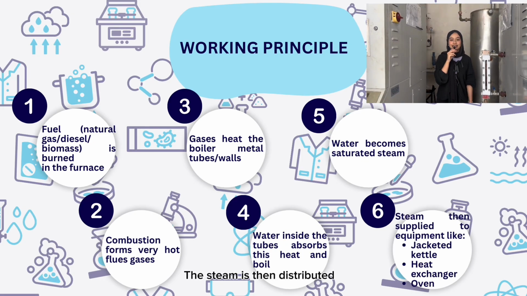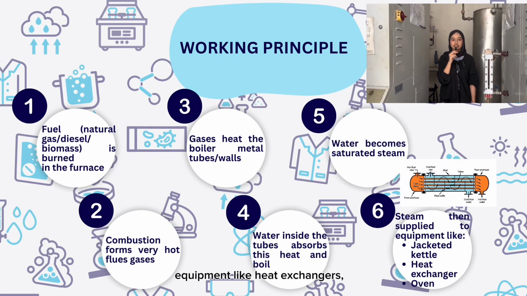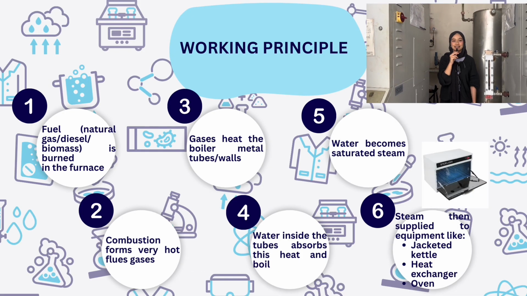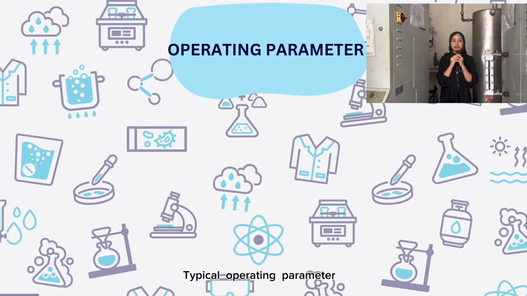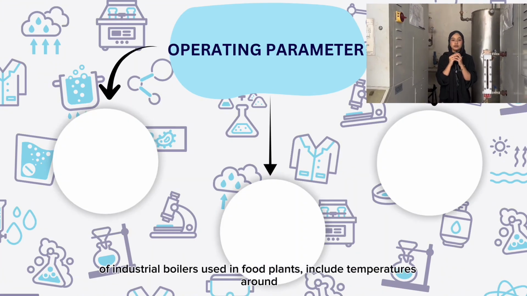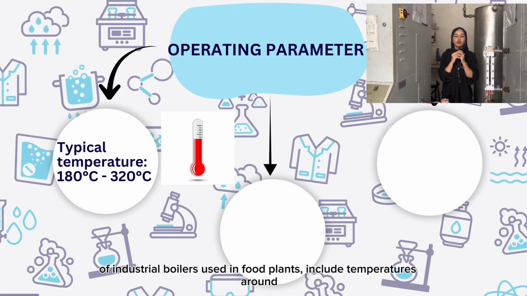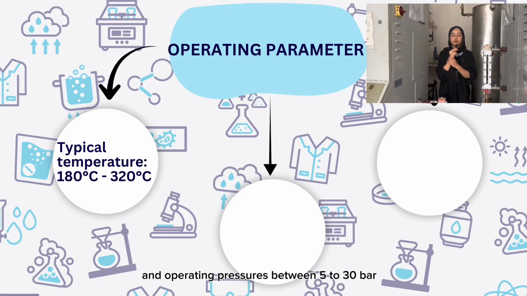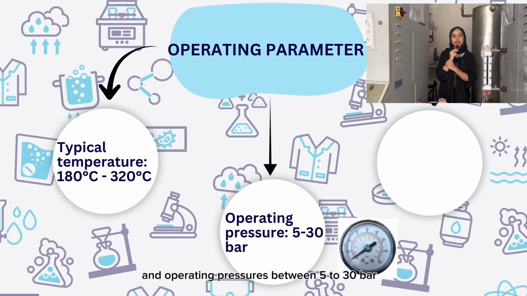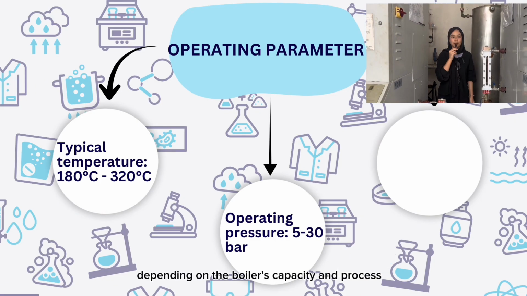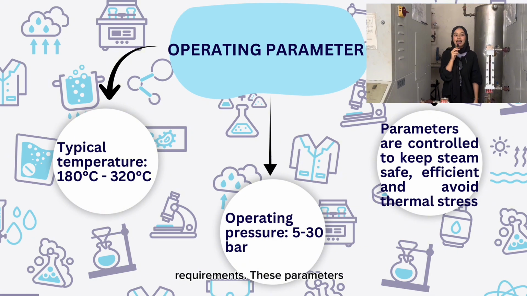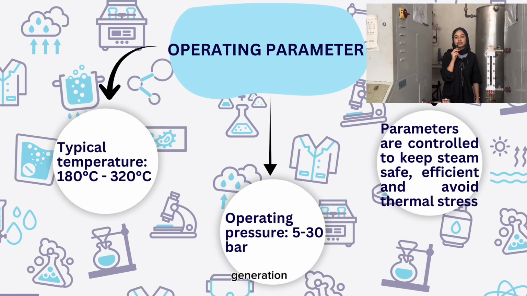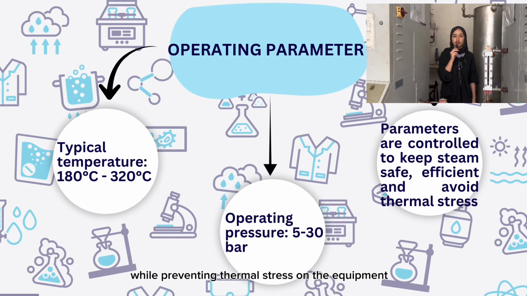The steam is then distributed to equipment like heat exchangers, kettles, ovens, evaporators, and sterilizers. Typical operating parameters of industrial boilers used in food plants include temperatures around 180 Celsius to 320 Celsius and operating pressures between 5 to 30 bar depending on the boiler's capacity and process requirement. These parameters are controlled to maintain stable and safe steam generation while preventing thermal stress on the equipment.